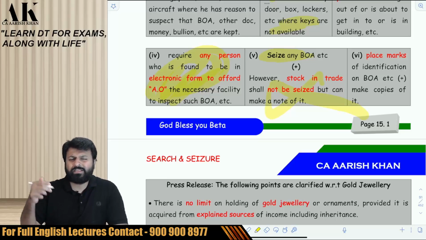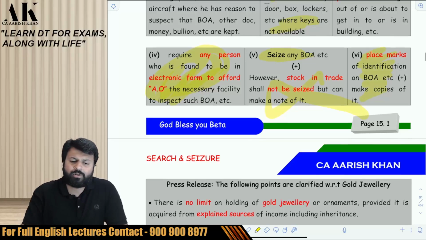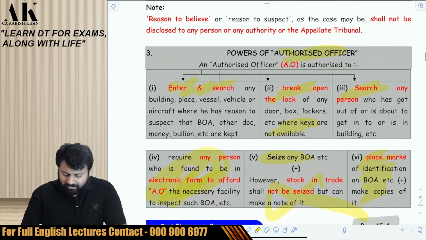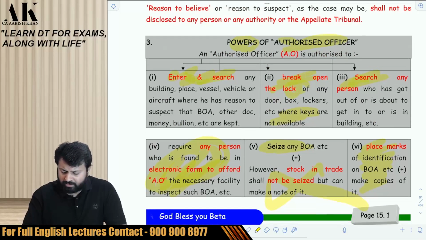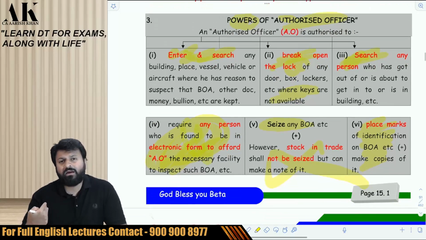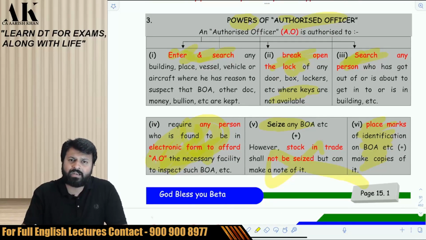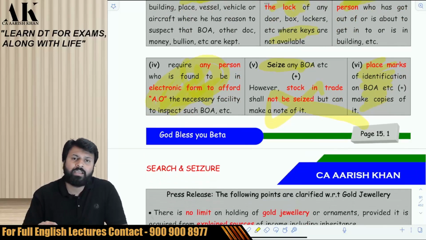Then they will do routine things which they did in survey also, such as placing marks of identification. I hope you remember that. So these are the powers given to the officer: enter and search, break open the lock, search any person, then tell any person to give you the necessary electronic facilities, and then seize all the things except stock in trade.